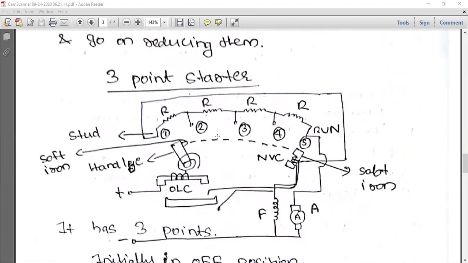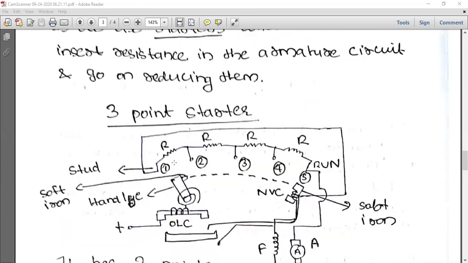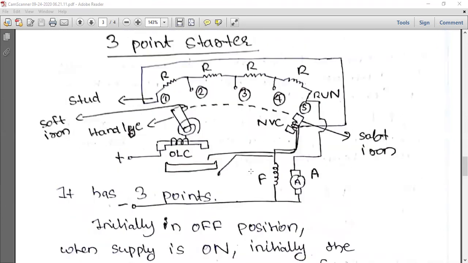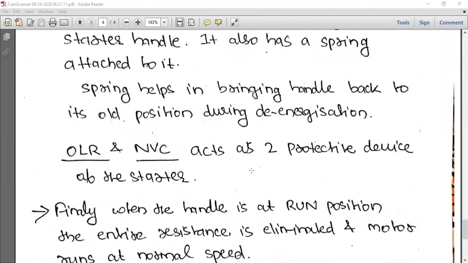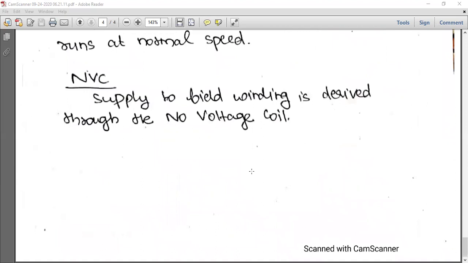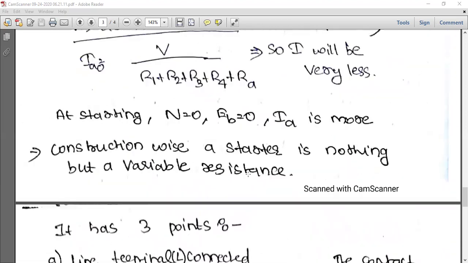So that's about the 3-point starter and why we need a starter. I think for you, the more important thing is why we need a starter, and the 3-point starter you should also draw. You should draw the diagram and understand it. So today's topic is why we need a starter and what is a 3-point starter. Hope everybody understood it. Thank you.